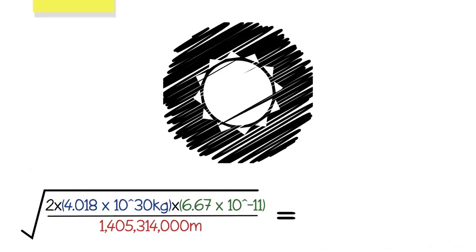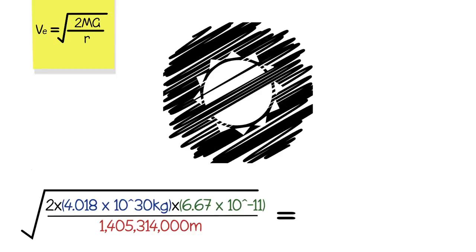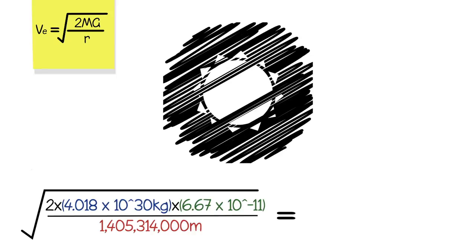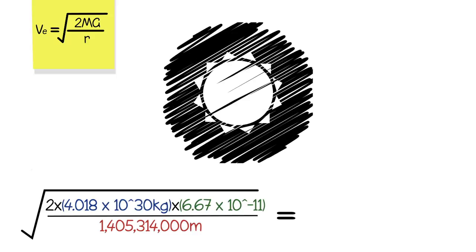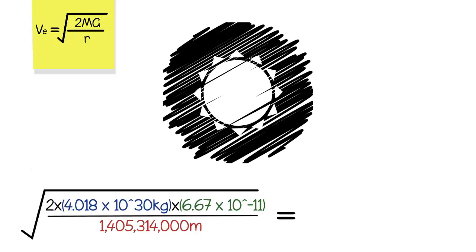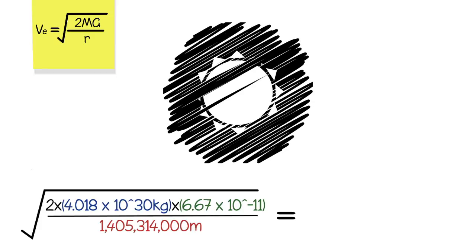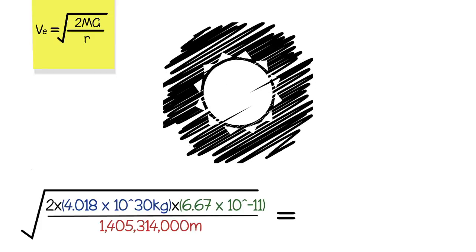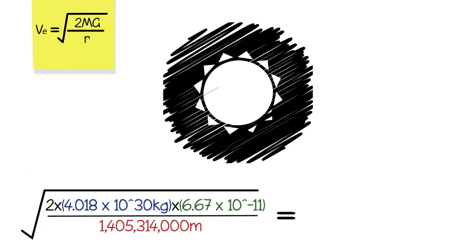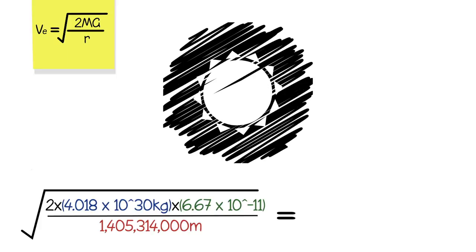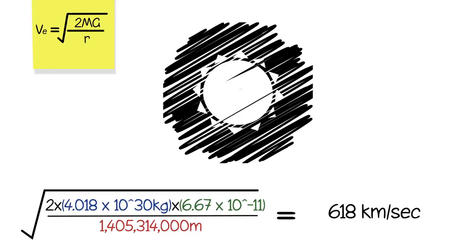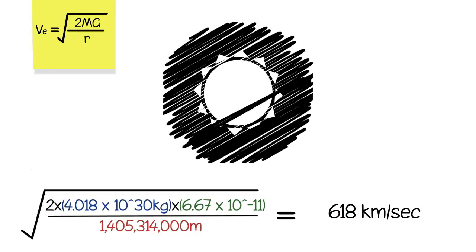Sirius A is a white dwarf star, the brightest star in the night sky, which has a mass of roughly 4.018 times 10 to the power of 30 and a radius of 1,405,314,000 meters. So the square root of 2 times 4.018 times 10 to the power of 30 kilograms times 6.67 times 10 to the power of negative 11 divided by 1,405,314,000 meters equals roughly 118 kilometers a second.